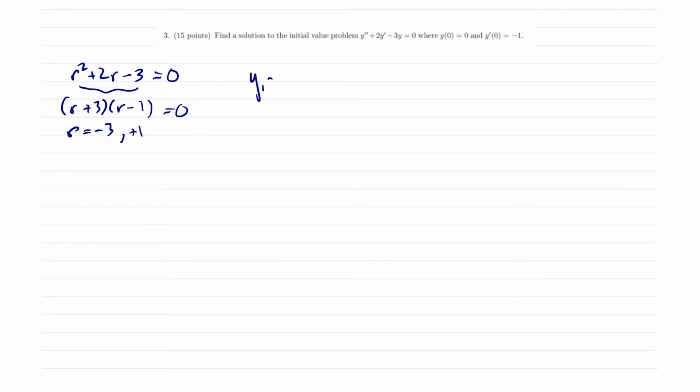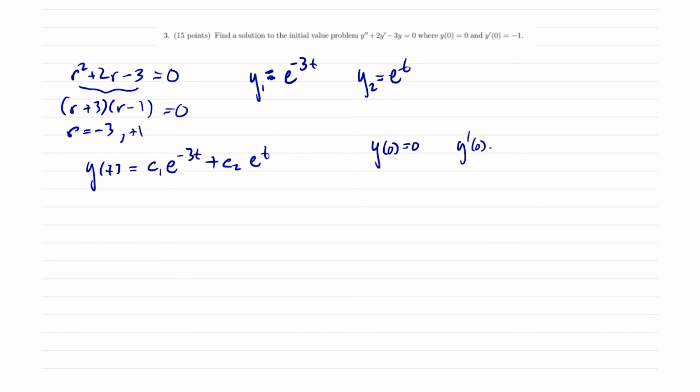So that tells us that for our two linearly independent solutions, we're going to get y1 is equal to e to the minus 3t, and y2 is equal to e to the t. And so our general solution is y of t is equal to c1 e to the minus 3t plus c2 e to the t. Okay, now they want us to solve this where we have y of 0 is equal to 0 and y prime of 0 is equal to negative 1. So let's go ahead and find y prime. So y prime of t is going to be equal to minus 3 c1 e to the minus 3t plus c2 e to the t.